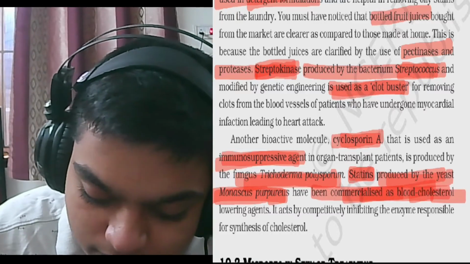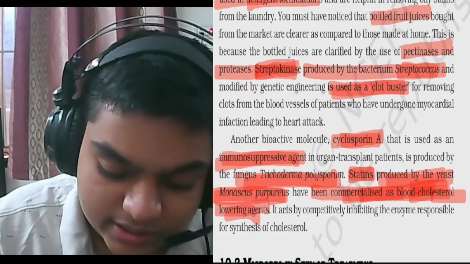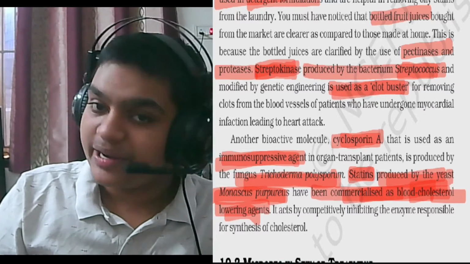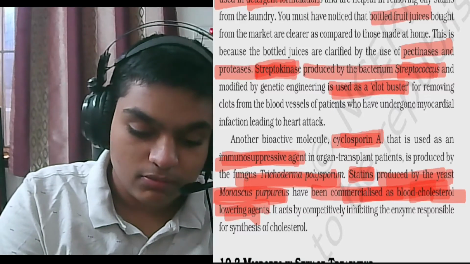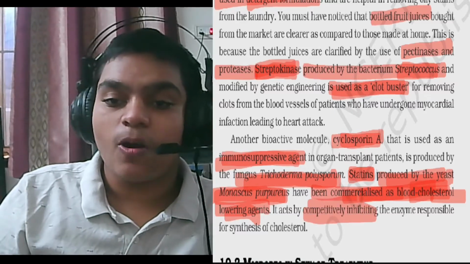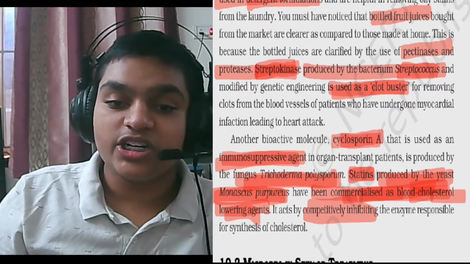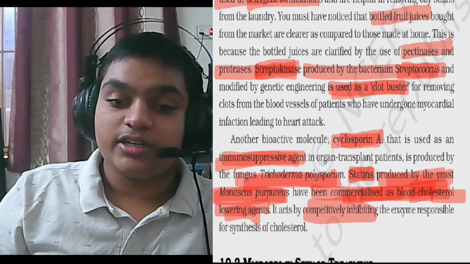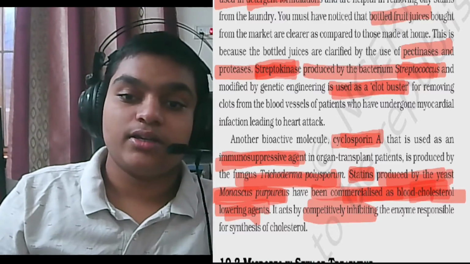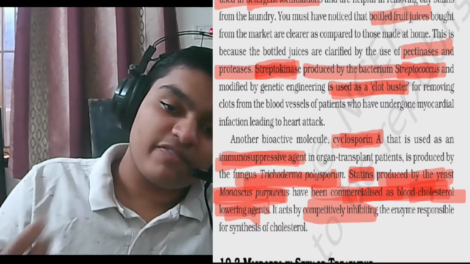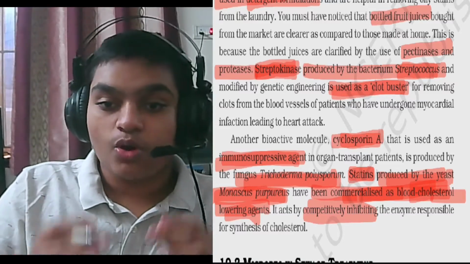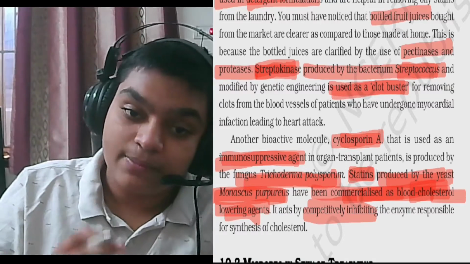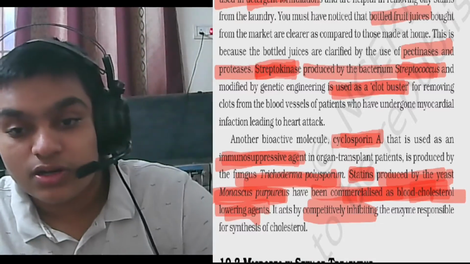Statins are produced by the yeast Monascus purpureus, and they have been commercialized as blood cholesterol lowering agents. These statins work on the principle called competitive inhibition in order to reduce the cholesterol level in our heart. They are preventing the synthesis of cholesterol. So competitive inhibition, stoppage of the enzyme responsible for cholesterol synthesis.